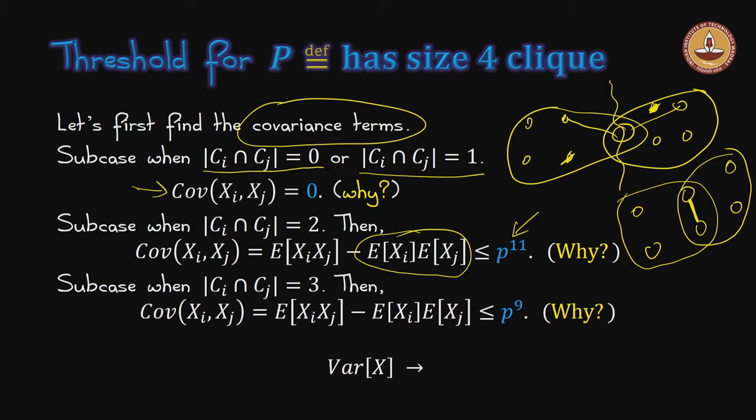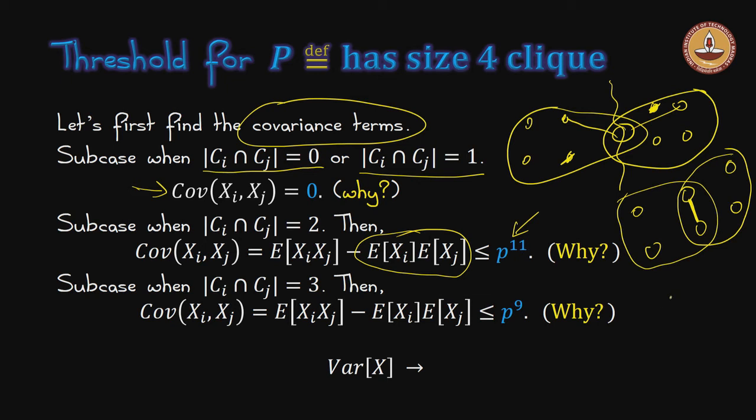If you look at the 2 cliques as separate, how many edges? It is a total of 12, but one of those edges is common. So, you need to form 11 edges, that is p to the 11. So, that will be the covariance term for this case where there is one common edge.